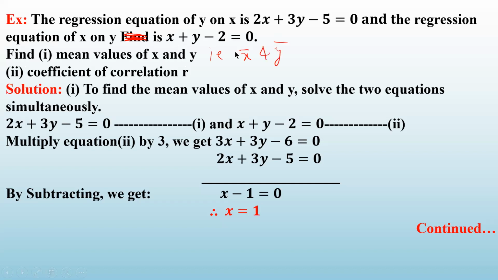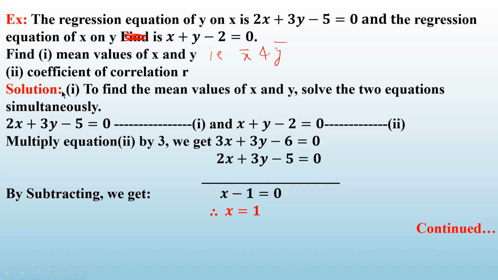So you will use the first property. In the second question, you have to find the coefficient of correlation R. Today we are going to see the first one. The application or the uses of the second property we will see in the next class. Our first property says that the mean values of x and y, that is x bar and y bar, can be found out by solving the two equations simultaneously.